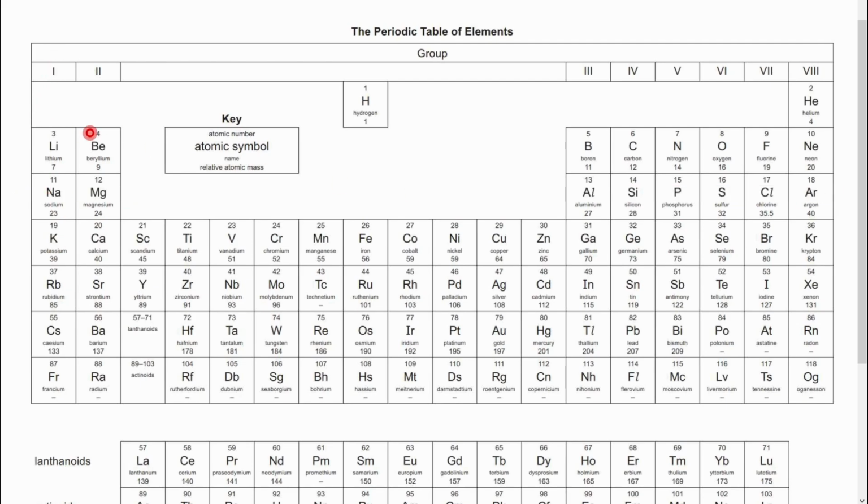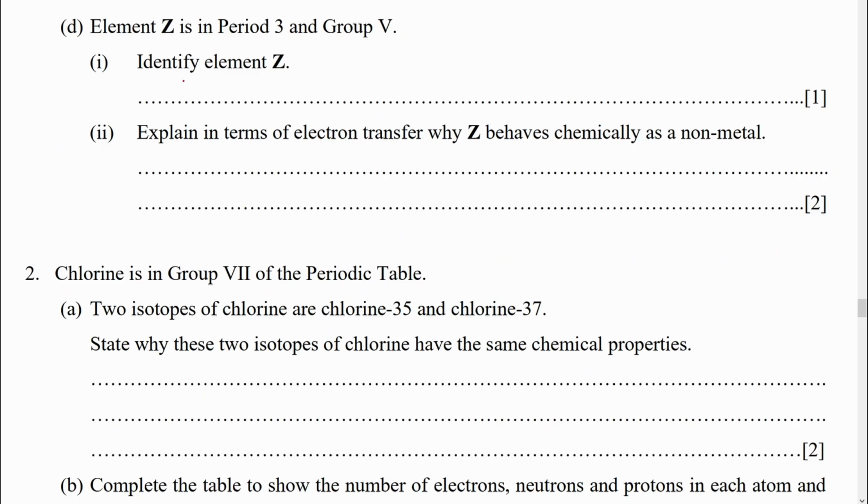So this is group 1, group 2, group 3, group 4, and group 5, right? So 1, 2, 3, and 5. So this is phosphorus, right? Okay, so the answer is phosphorus. So we write in here, you can write the name, which is phosphorus, or you can also write the symbol, which is P, okay? Now explain in terms of electron transfer why Z behaves chemically as a non-metal.